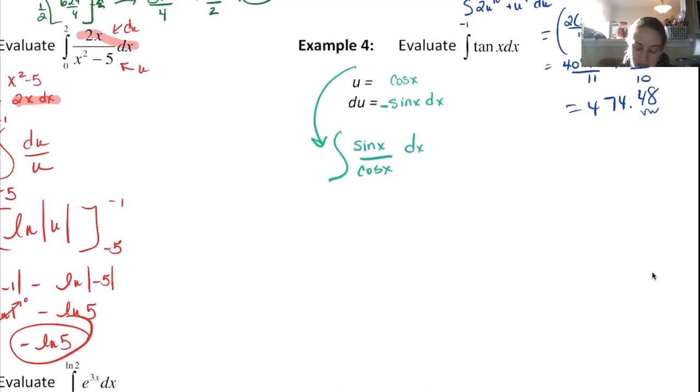So I need to introduce a negative. Let me do that in here. But if I put a negative inside, I need a negative outside. You can call it -1 if you want to. So when we rewrite this in terms of u, this would be du over u. And the antiderivative of du over u is the natural log of u. This one's indefinite, so we get a plus c. And we still have that negative sign in the front.